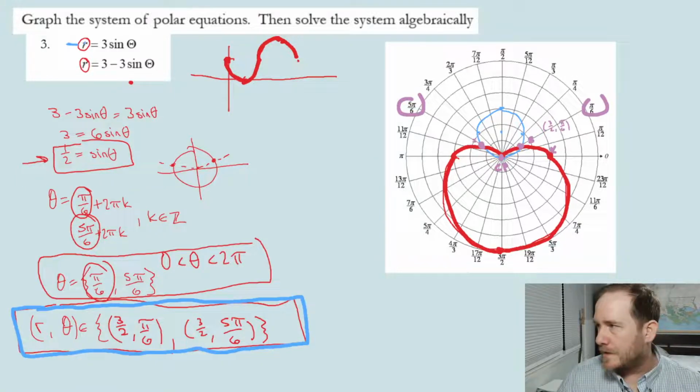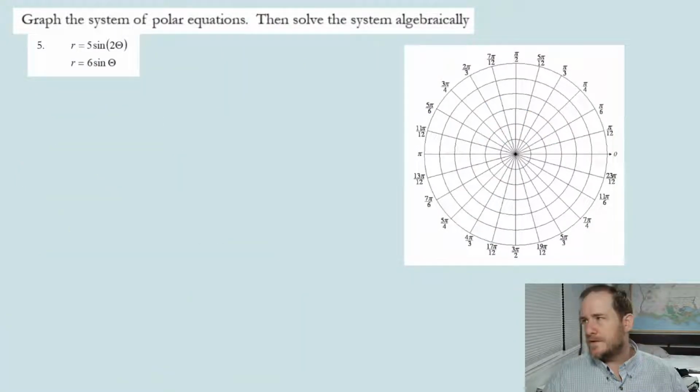Infuriating. All right, let's do 5 together, and then what? Then we're done. Oh, cool. So I had almost finished when I realized my computer had crapped out.